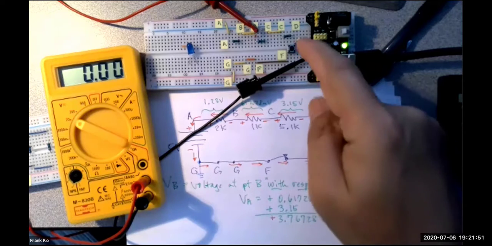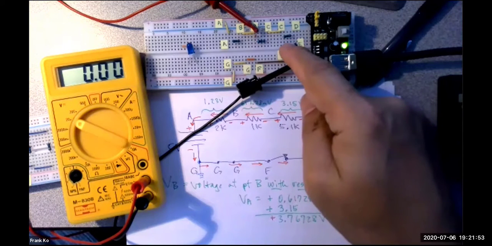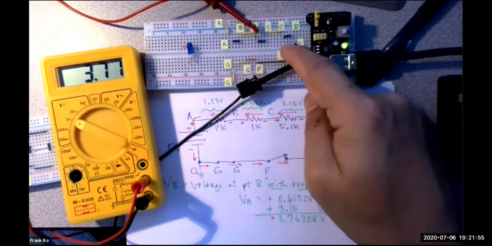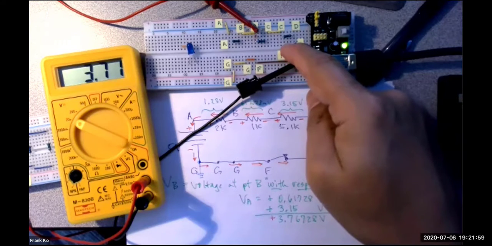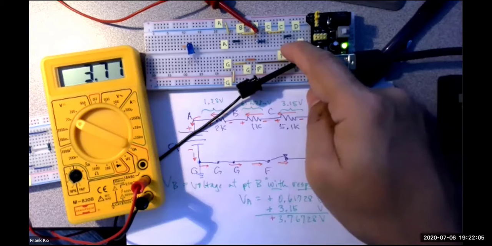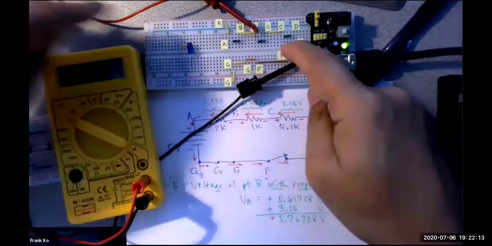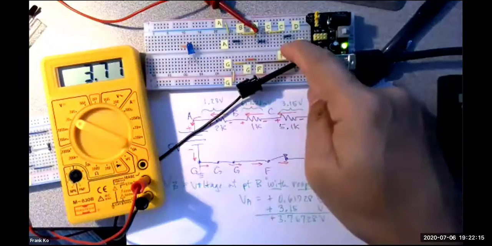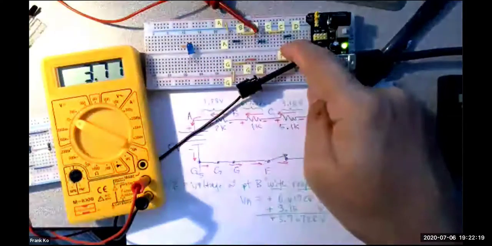Okay, are we ready for my button push? Look at my meter. Wow, it's actually better. Yay. My power supply has good days and bad days. 3.71 volts. Is that pretty close to my 3.767? Yeah, pretty darn close. Considering in the real world of tolerances of resistors, it's allowed to be a little off, and plus my power supply is a little low.